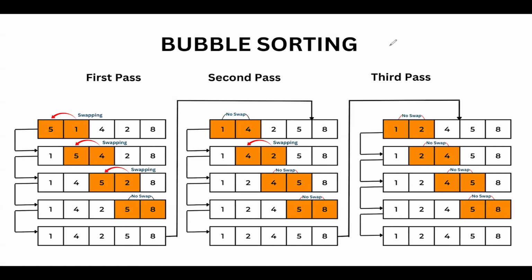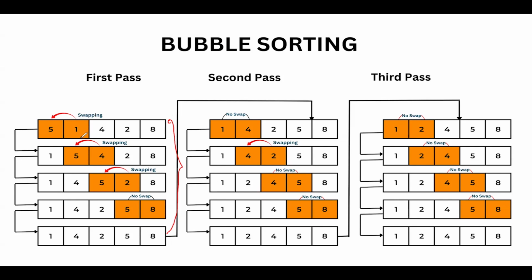Now let us see how does the bubble sorting work. There is something called a first pass, second pass, third pass, etc. And this pass will terminate only once we have a sorted array. As you can see, in the first pass itself, we have a set of loops which is going on. In the second pass also, we have a set of iterations going on. And in the third pass also, we have a set of iterations going on.